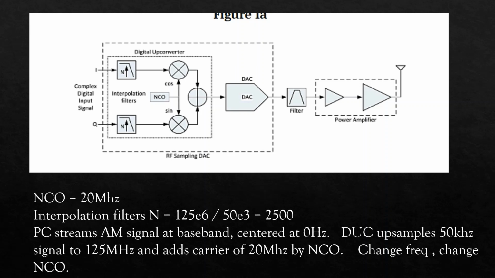And like I said, the PC is going to stream that AM signal at baseband, or basically centered at DC, or 0 hertz. And the digital up converter is going to upsample the 50 kilohertz bandwidth to a 125 megahertz sample rate, and it will add the 20 megahertz by the NCO. And you can see we can change the frequency to be 10 megahertz, 5 megahertz, basically anything from 0 to 125 megahertz divided by 2. We can put our AM signal, and simply by changing that NCO, we can be pretty much anywhere from 0 hertz up to about maybe 50 megahertz or so.